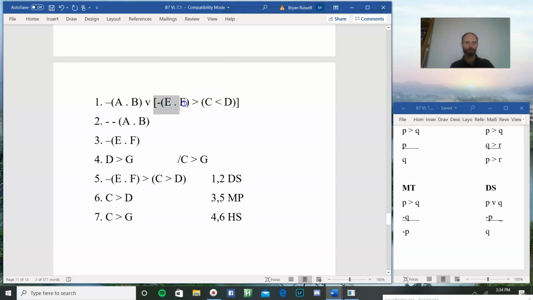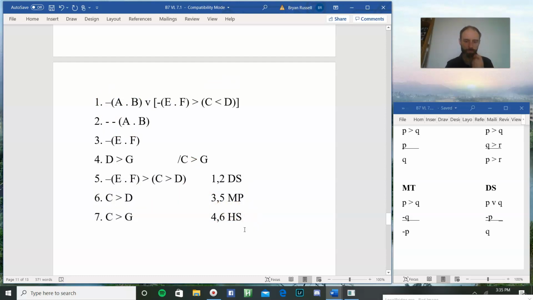And how would we get C horseshoe D on a line by itself? Well, we need tilde E dot F. Here we have that. So with that, we can do MP to get C horseshoe D, and then to get this on a line by itself, we had the negation of the first part to get that on a line by itself. So working backwards, it makes sense. So we did this in 3 lines.